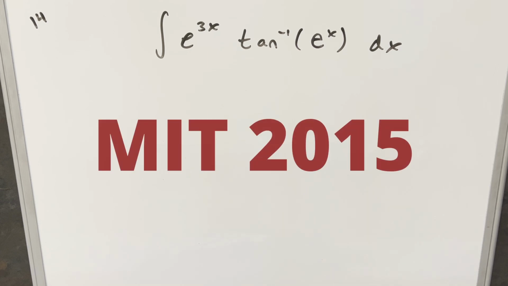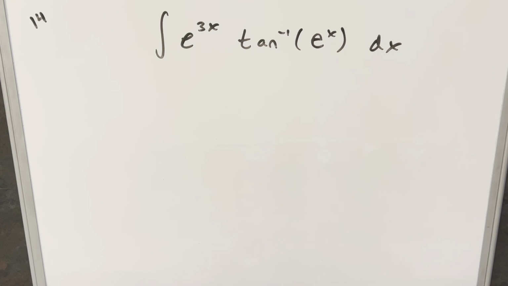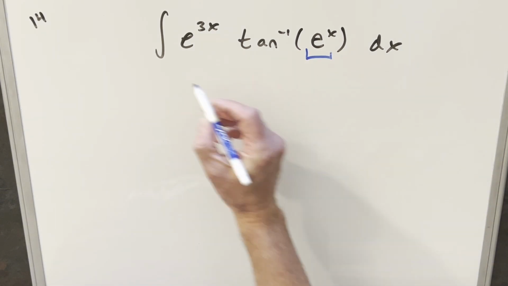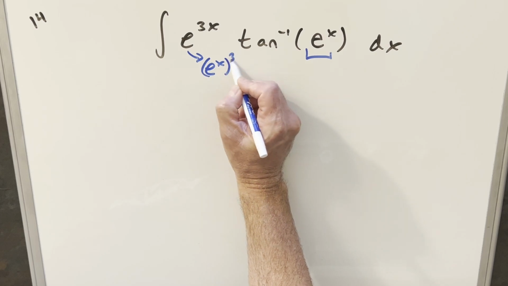Okay, we have written another integral. This one's from the MIT Integration Bee 2015, number 14. We have the integral of e to the 3x times arctan of e to the x dx. The first thing I notice here is that we've got e to the x in common. This right here, we can look at as e to the x all cubed.